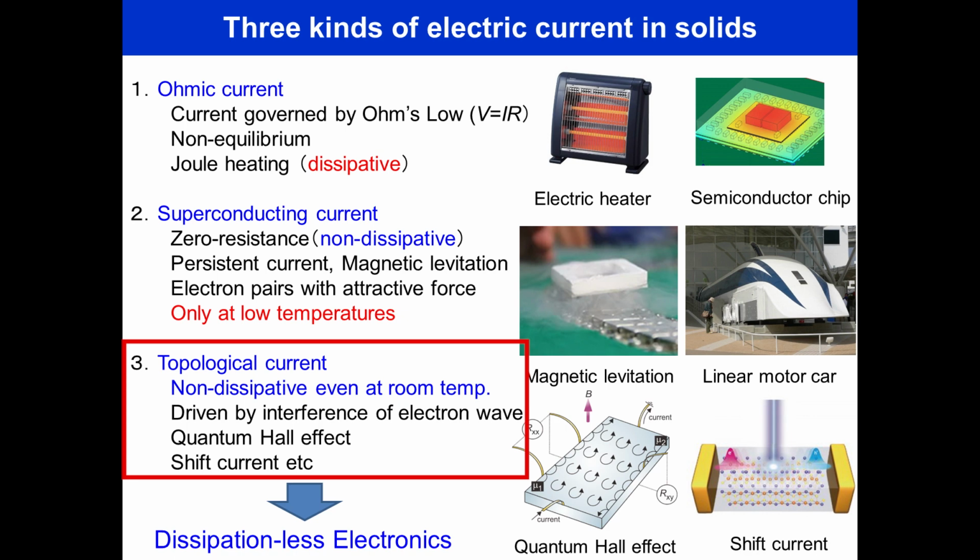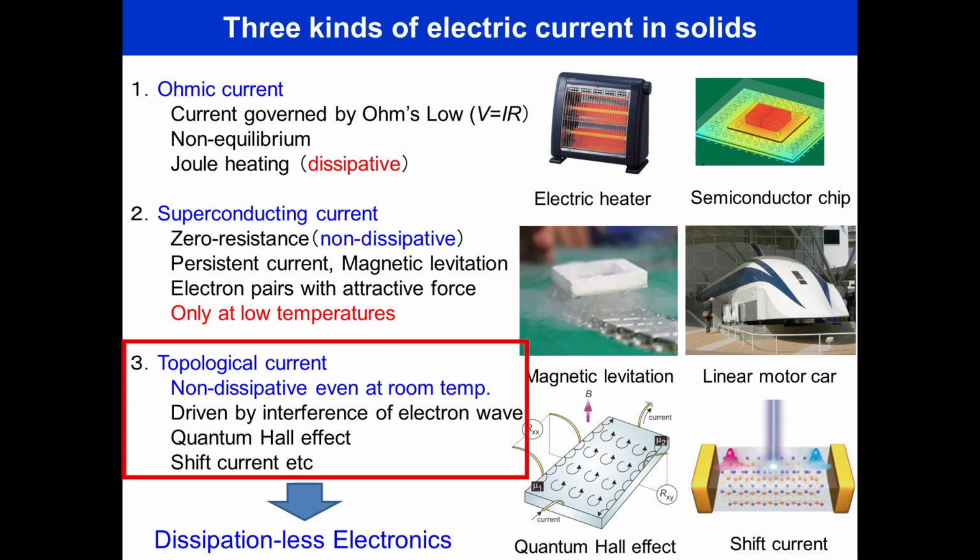This is possible in principle at room temperature and has been demonstrated at room temperature. It is non-dissipative, with no energy consumption upon current flowing. What is the principle behind this? You might imagine electrons moving as particles, but electrons also have properties as waves, and the interference effect of waves allows the current carrying information or energy to run through the solid.